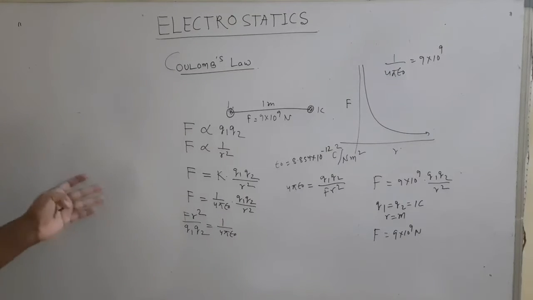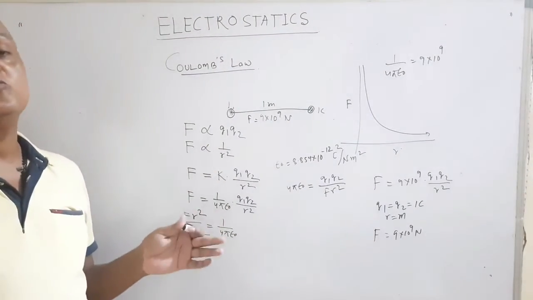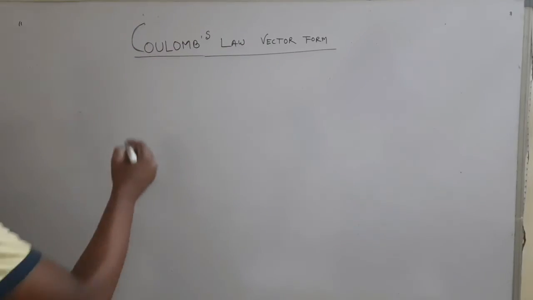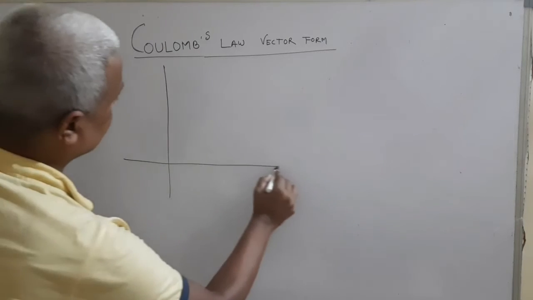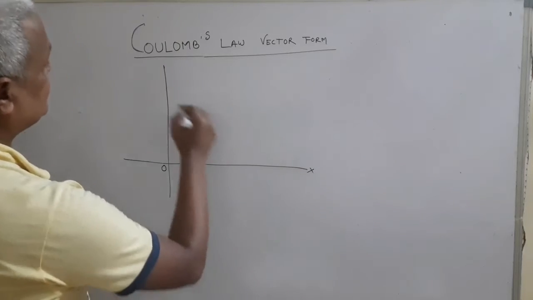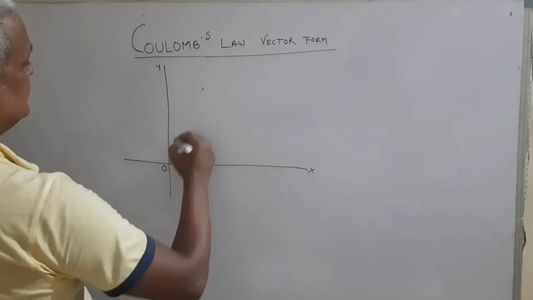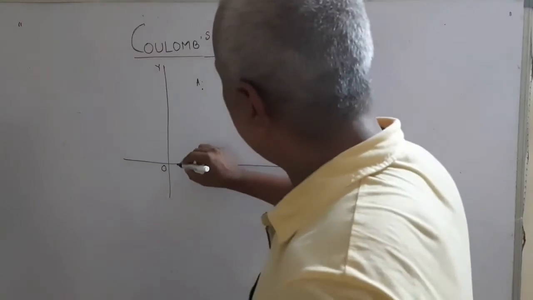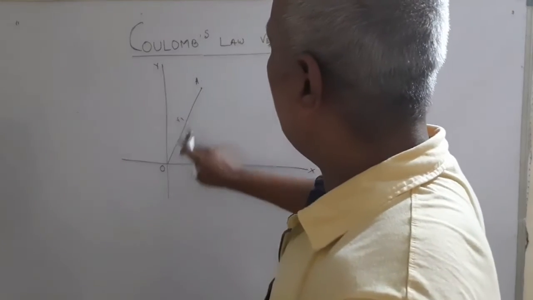Now let me clear the screen and then I'll discuss the vector form, because force is a vector quantity and you need to know the magnitude as well as its direction. That is very important and the pivotal part. To understand the vector form, I have to draw a grid system. This is my position O, this is the x-axis and this is the y-axis. Suppose I have one charge here at point A and its position vector is R1. So this is R1, OA bar.